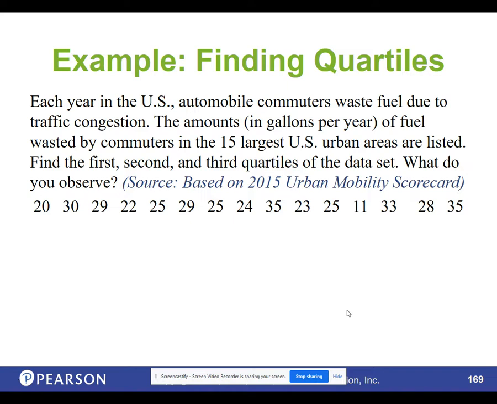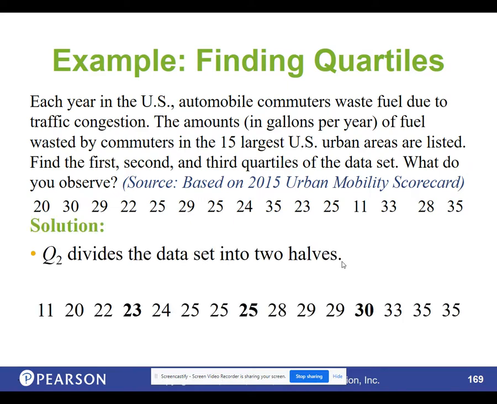First thing we want to do, just like finding the median, is get the data in order from least to greatest. Then we're going to divide it into halves and then into halves again. Once we get our data lined up in order, we have 1, 2, 3, 4, 5, 6, 7, 8, 9, 10, 11, 12, 13, 14, 15 pieces of data. So we need to find the median, which is the 8th number.